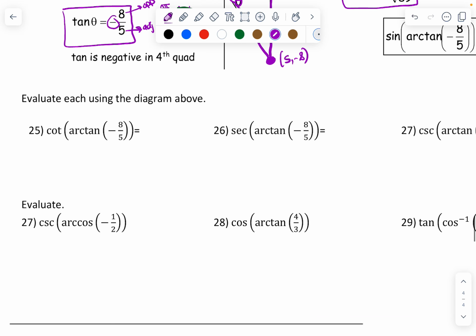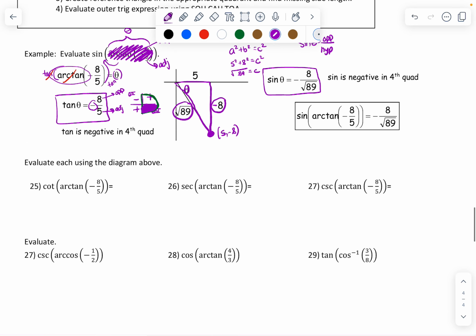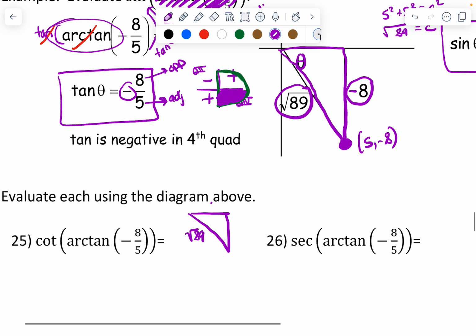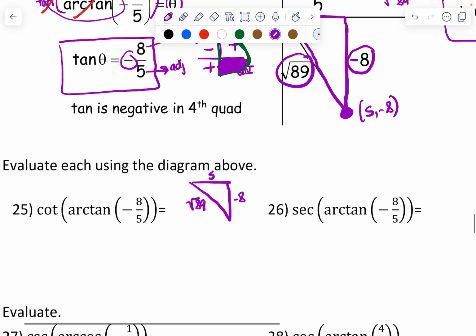All right, so now down here, 25, 26, and 27, they are using the triangle that was constructed from the example above, so we do not have to create a new triangle, okay? But I am going to just draw it here so that we can zoom in. So we have root 89, and then we have our 5, and then I know that that's the length of a side, but I'm going to label it negative 8 because the coordinate point is negative 8.